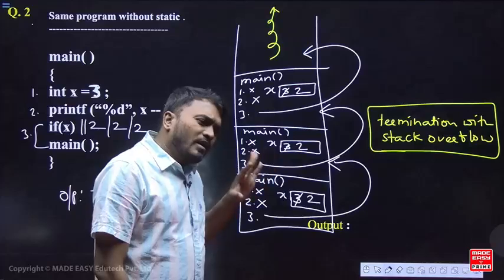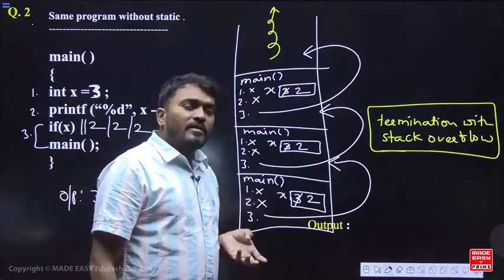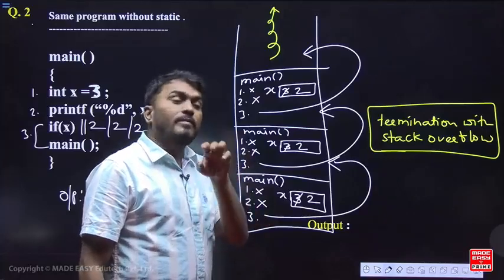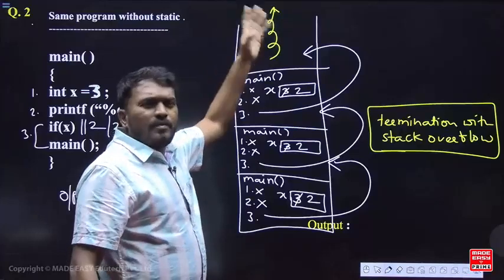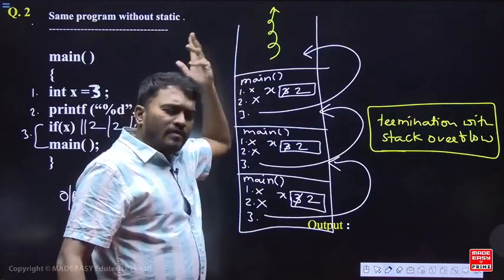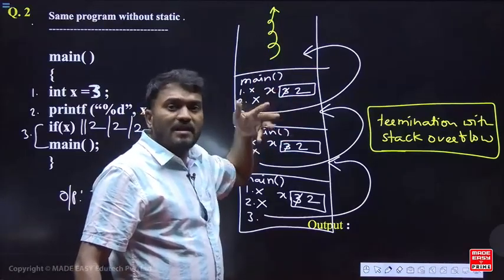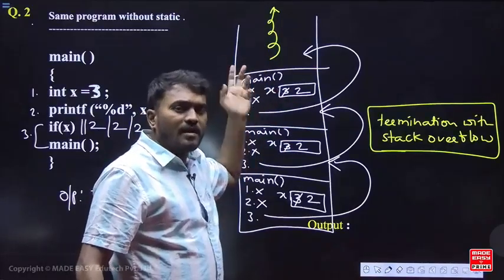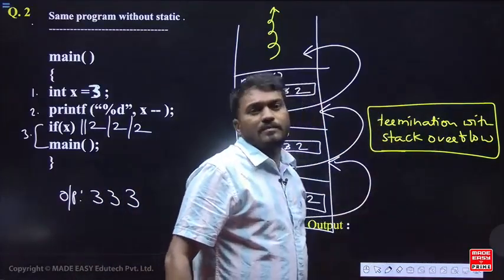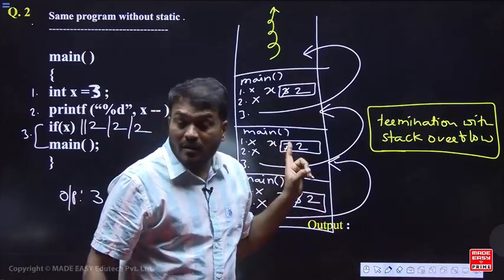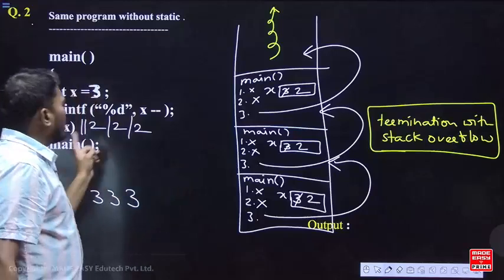Why? Because the program will terminate. When you are executing this, the program will terminate. When it will terminate, maybe after 2 hours or maybe after 3 hours, you keep on pushing activation records into the stack. Maybe after 1 hour or after 10 hours, the program will terminate by its own. Is that clear? So this is called termination with a stack overflow. This is not called an infinite loop. Is this clear for everyone? So copy it.